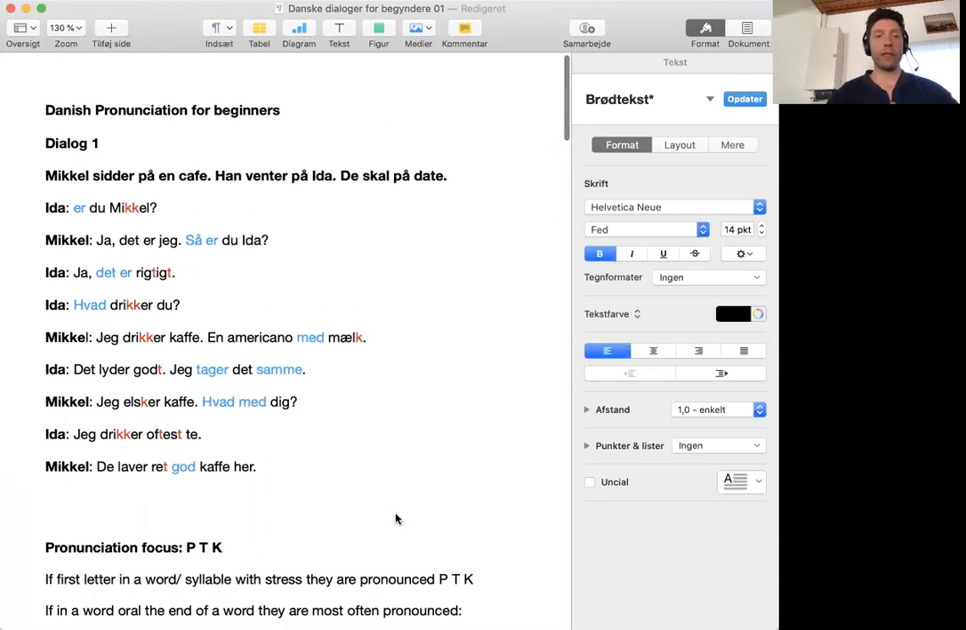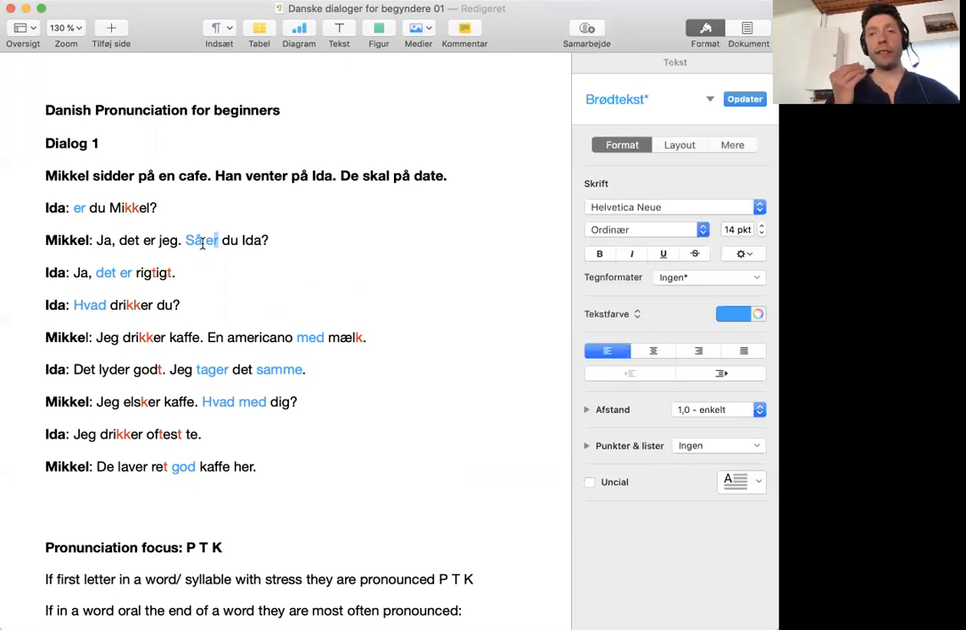Okay, here goes. Mikkel sidder på en café. Han venter på Ida. De skal på date. Er du Mikkel? And you can repeat after me. Ja, det er jeg. Så er du Ida. Ja, det er rigtigt. Hvad drikker du? Jeg drikker kaffe. En americano med mælk.